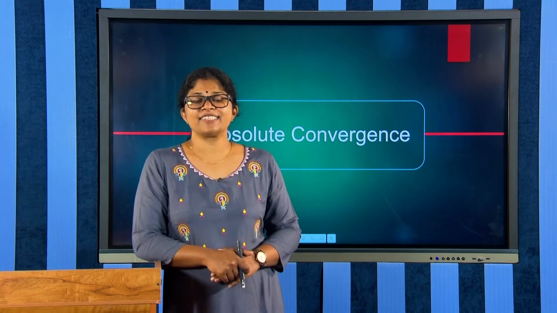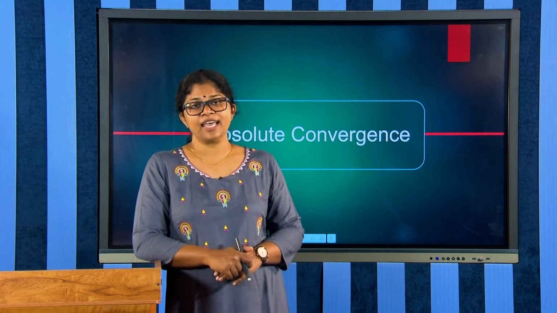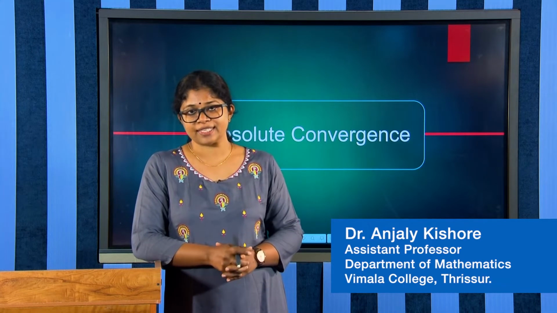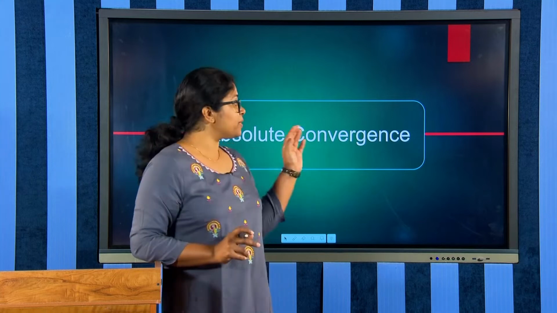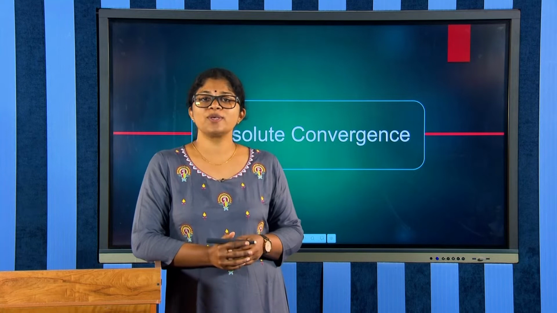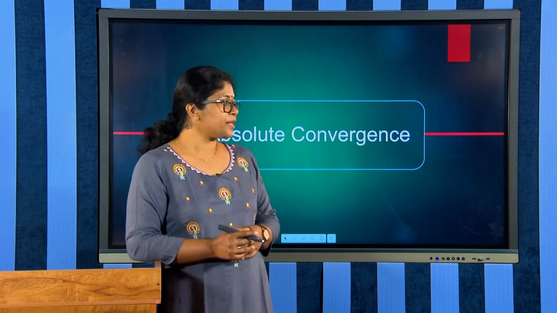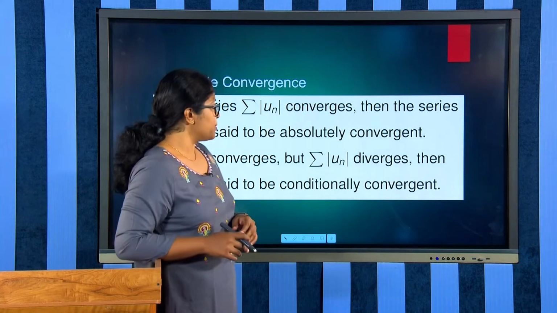In the last class, we discussed the convergence of alternating series and the Leibniz test, which is a test exclusively for alternating series. In this class, we will be discussing something different, which is called absolute convergence. That is also a test which is used for testing the alternating series. So, what is absolute convergence?